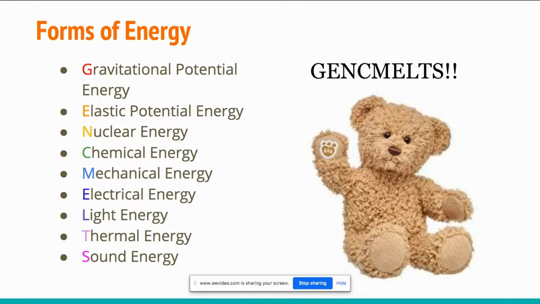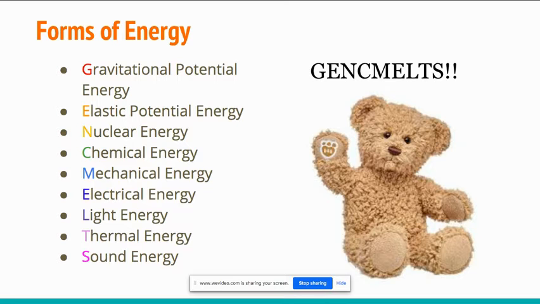So, what are the forms of energy? That is gravitational potential, elastic potential, nuclear energy, chemical energy, mechanical energy, electrical energy, light energy, thermal energy, sound energy, also known as Jency melts.